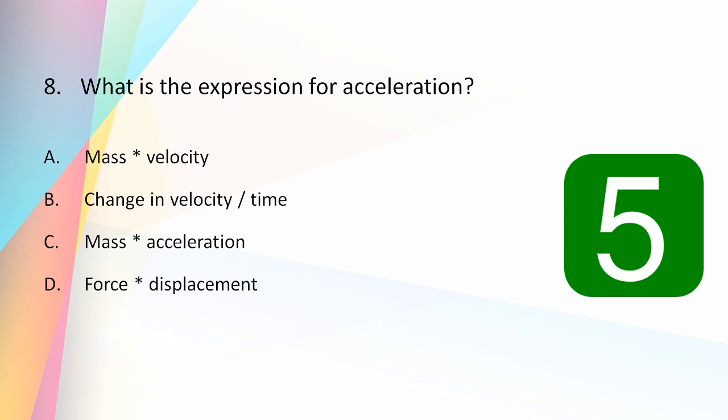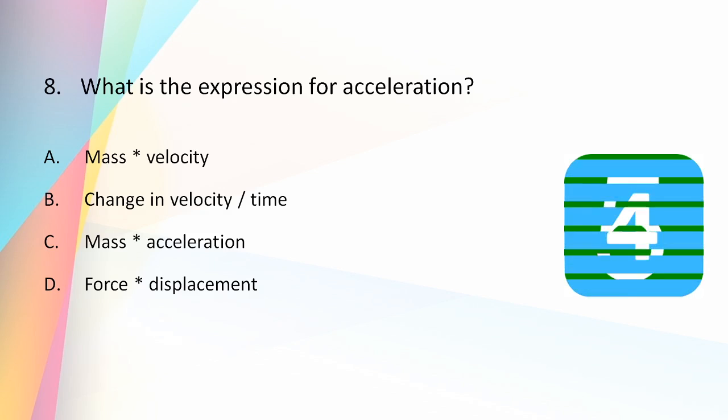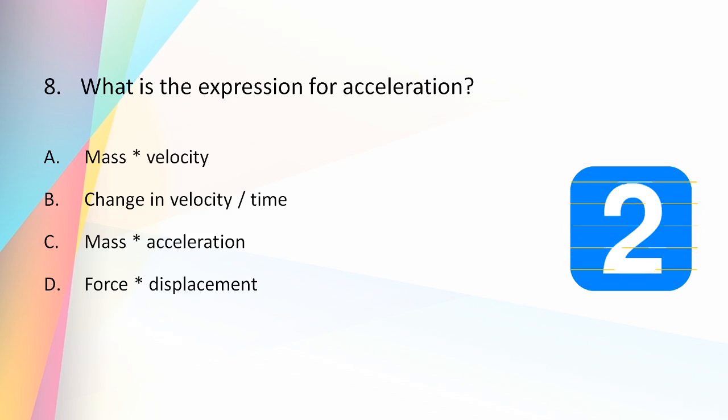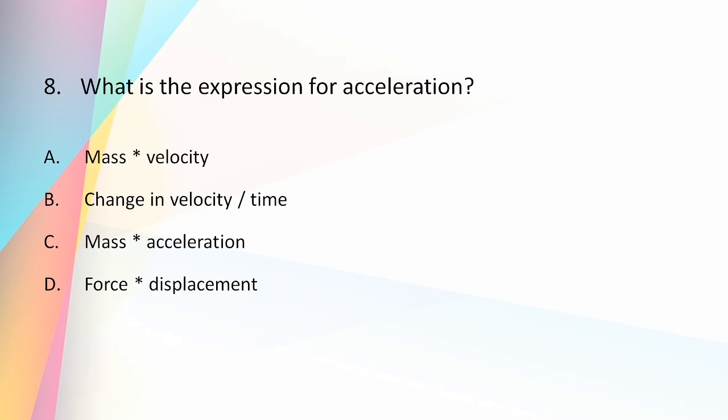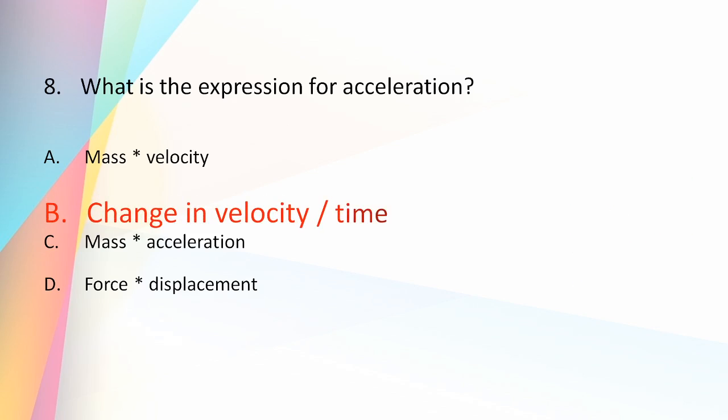What is the expression for acceleration? Mass into velocity, change in velocity per time, mass into acceleration, force into displacement. And here you go. And the answer is change in velocity over time. So acceleration is defined as the ratio of change in velocity over time.